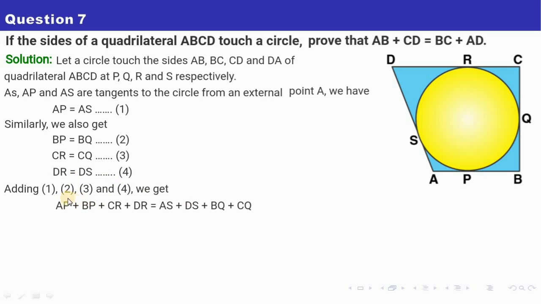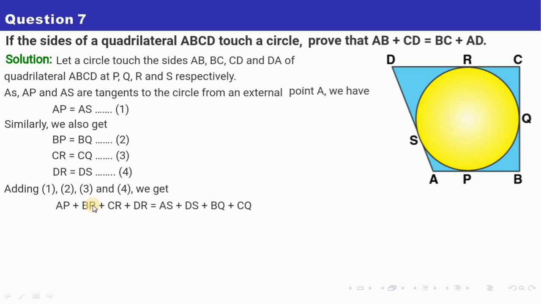So here AP plus BP. When you add them, what do you see? AP and BP, when you add them you get AB. So instead of this I am writing AB. Similarly, CR and DR, when you add CR and DR, you get CD. So this becomes CD. Similarly AS and DS, when you add them you get AD, and when you add BQ and CQ you get BC.